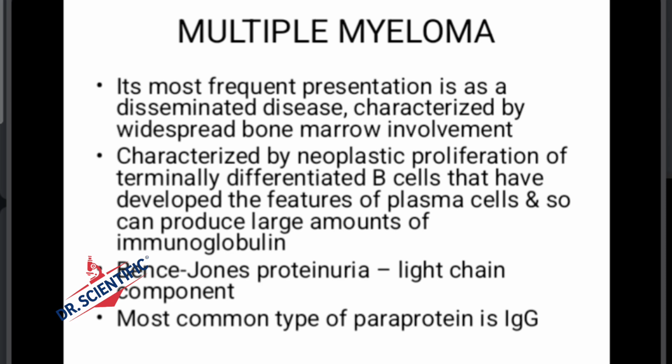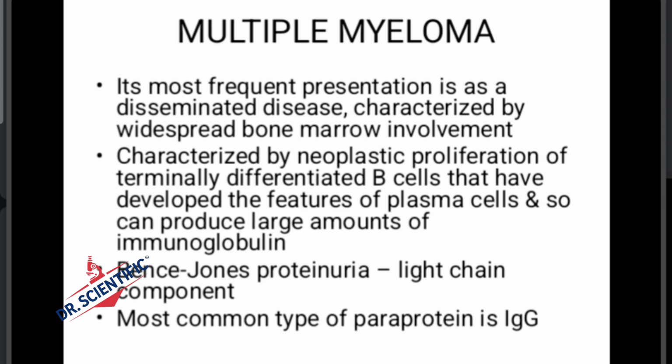As we said, immunoglobulin has a light chain, and we have the heavy chain. These Bence-Jones proteins are also called paraproteins. And the most common one is IgG, immunoglobulin G.